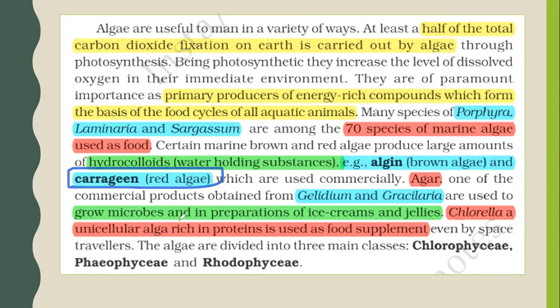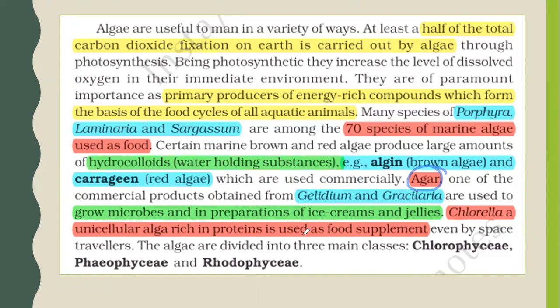This was asked and they just interchanged red algae and brown algae, so that was a wrong statement. You were asked to identify the wrong statement, so you have to identify that easily. Algin is obtained from the brown algae. Carrageen is obtained from the red algae, which are used commercially.